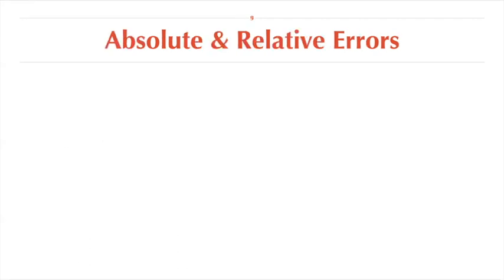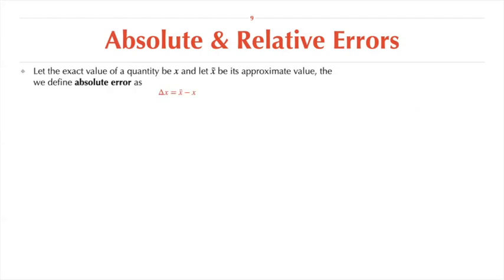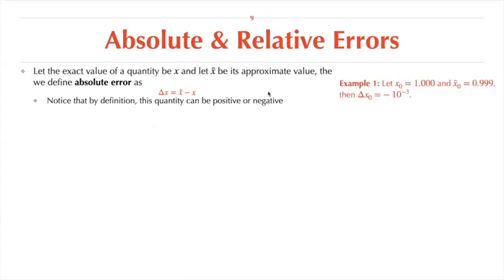Okay. So one related aspect is absolute and relative errors. Again, let the exact value of a quantity be x, and you will see the utility of it. And let x tilde be its approximate value, then the absolute error is this. Notice the way I've defined it, I have not put absolute values here, so this quantity can be either positive or negative. As an example, let's take quantity x0, whose exact value is 1.000, having 4 significant digits, and the approximate value is this. Then delta x0, very simple, is equal to minus 10 to the minus 3.